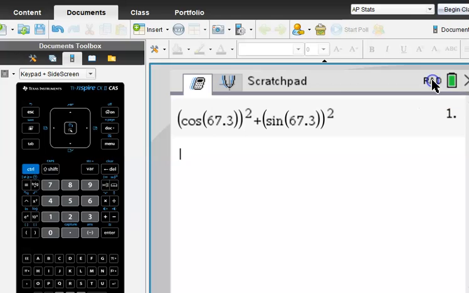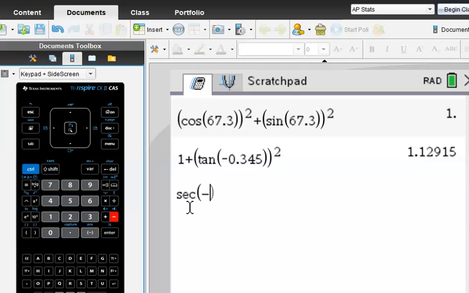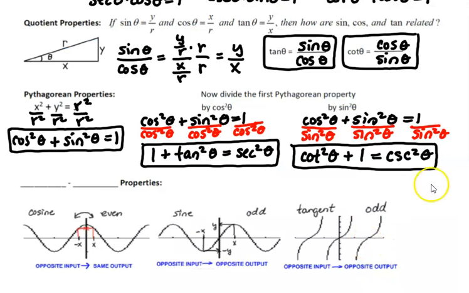So let me switch over to radians now, and let's do one of the other ones. How about 1 plus tangent of, let's put a negative angle in there, negative 0.345, squared. Okay, so there's 1 plus that. Now that's supposed to equal secant squared of negative 0.345, squared. They're equal to each other. And you could put in any angles you want, and those will always be equal to each other.